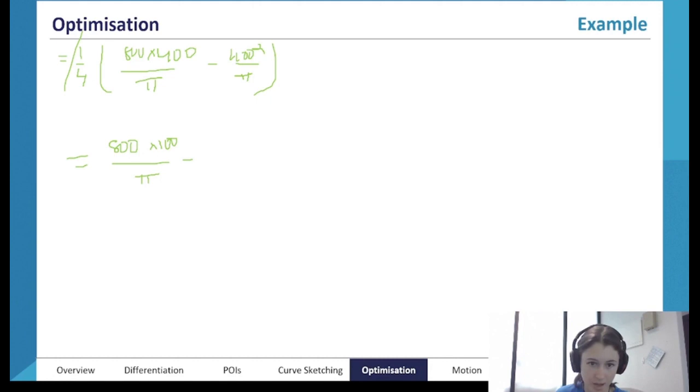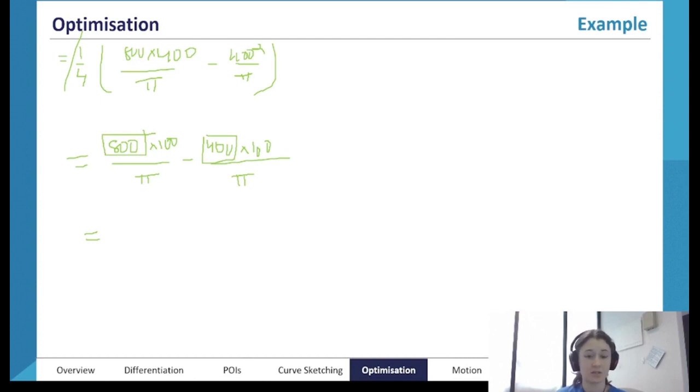Take 400, and we had 400 squared, so we're going to have 400 times 100 on pi. So these are again like terms because we have the 800 out the front of 100 times pi and the 400. Similar thing that we were doing before.